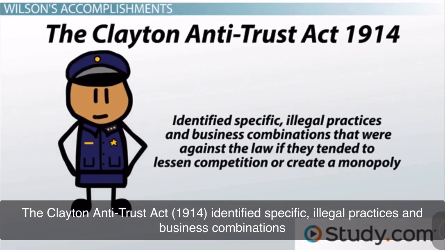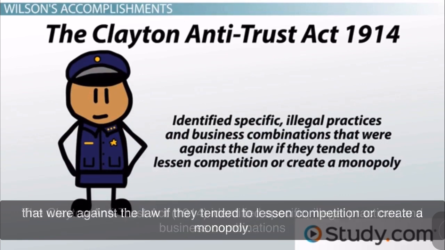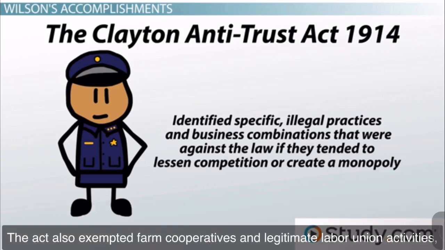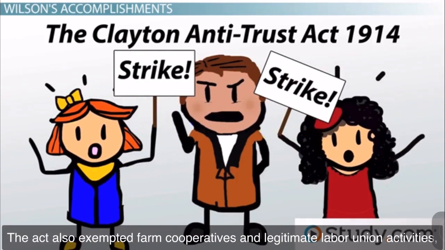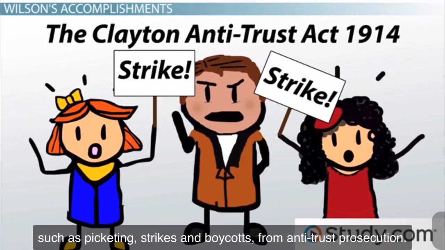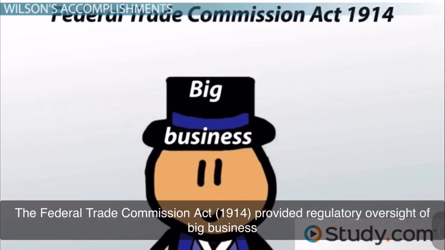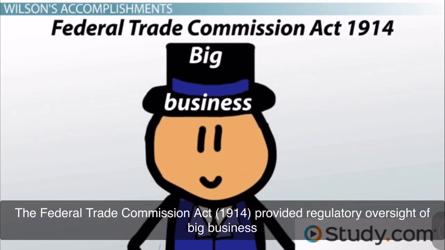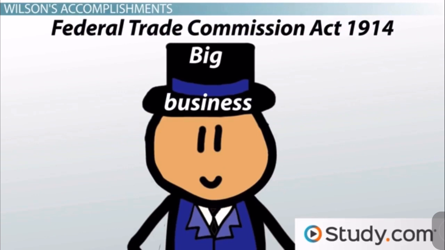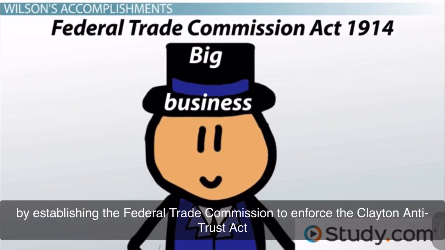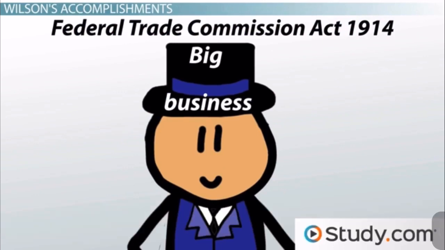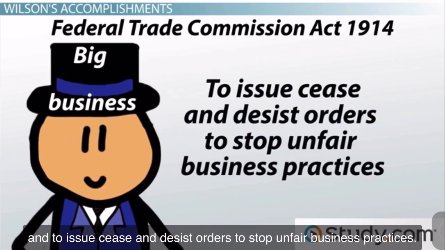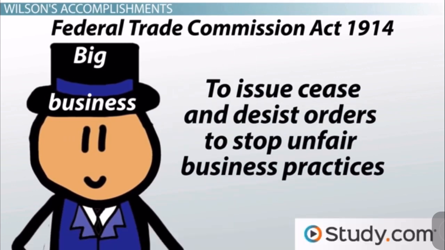The Clayton Antitrust Act of 1914 identified specific illegal practices and business combinations that were against the law if they tended to lessen competition or create a monopoly. The act also exempted farm cooperatives and legitimate labor union activities, such as picketing, strikes, and boycotts, from antitrust prosecution. The Federal Trade Commission Act of 1914 provided regulatory oversight of big business by establishing the Federal Trade Commission to enforce the Clayton Antitrust Act and to issue cease and desist orders to stop unfair business practices.